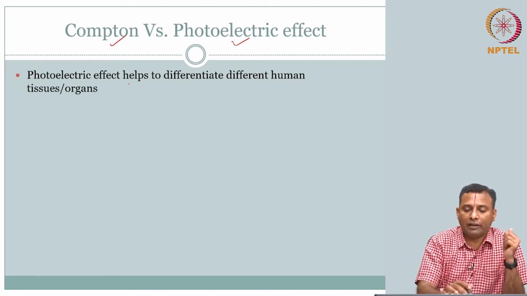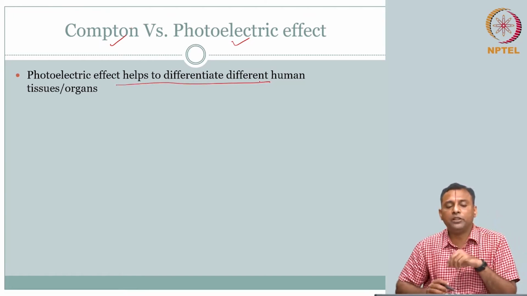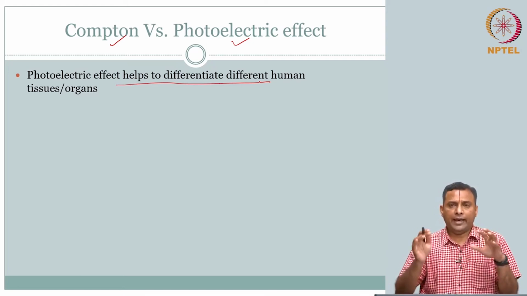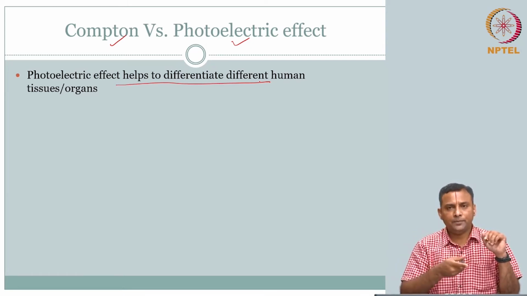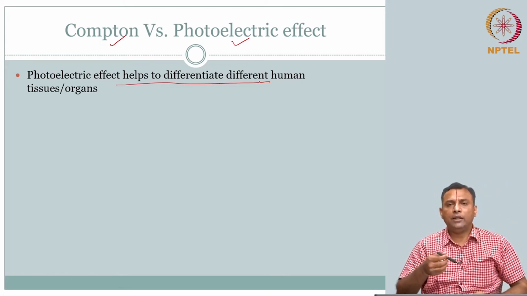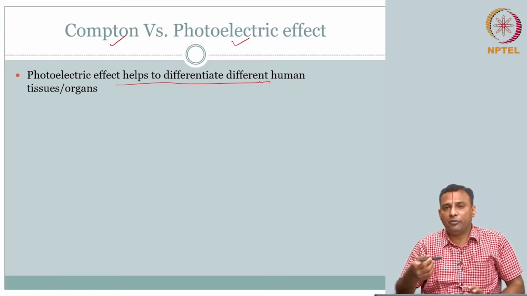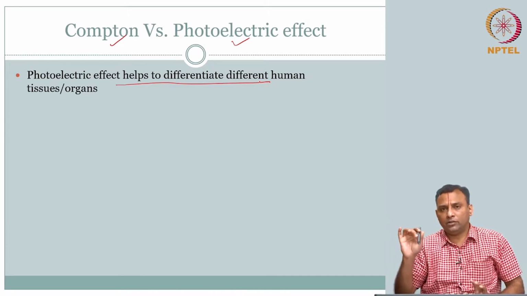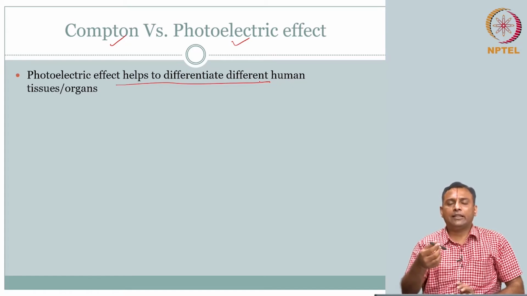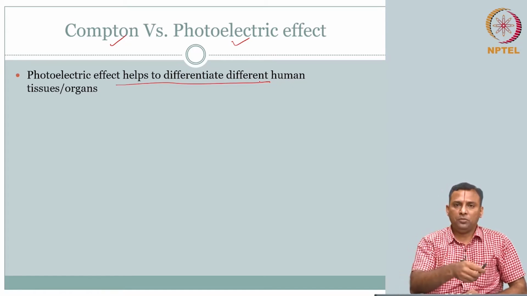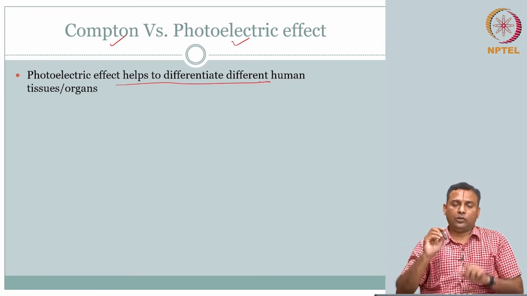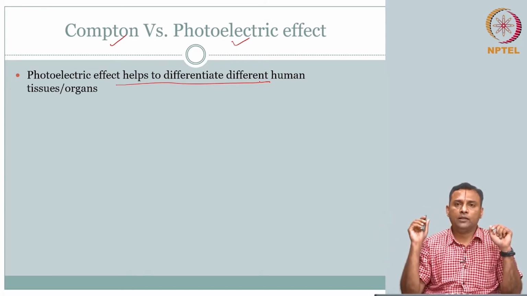So, photoelectric effect helps to differentiate different human tissue organs. What does that mean? Why is that statement made? The idea is this: I'm just using a simple chest X-ray example that you are probably familiar with. A similar concept works for CT as well. You went and stood in front of an X-ray tube, X-ray photons came in, and behind you there was a detector that was detecting the X-rays that come out.